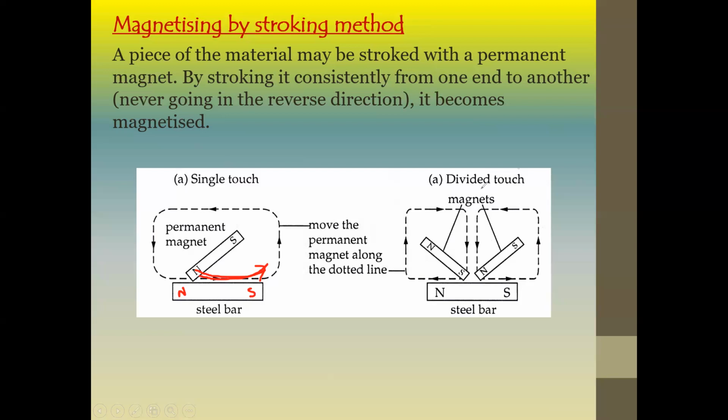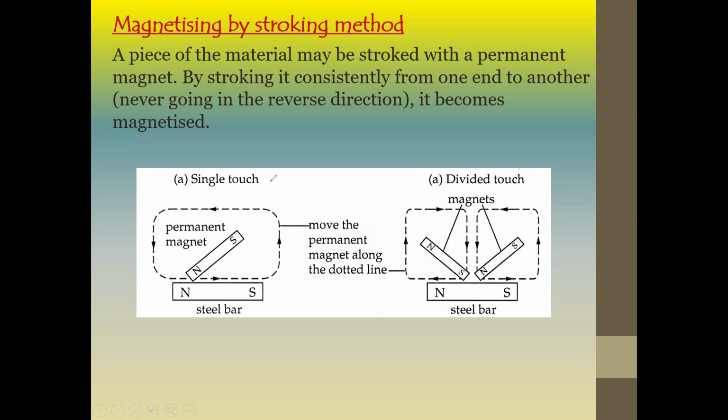And you can see here, it can also be double touch or divided touch, by rubbing with two different magnets. So we rub with a south pole; when the south pole is leaving, the north pole will be induced, and on the other side we rub with a north pole, so the opposite pole will be induced. Divided touch or double touch will make a stronger magnet as compared to a single touch. So this is also a way to magnetize an object. We call that stroking. Is it clear?